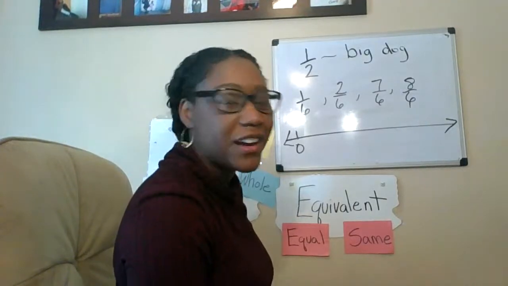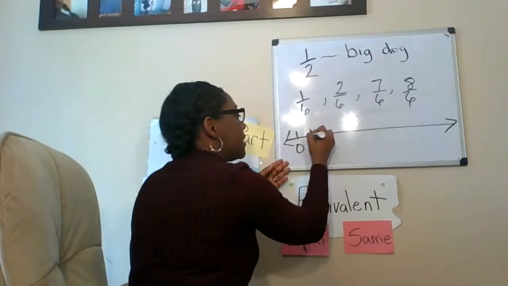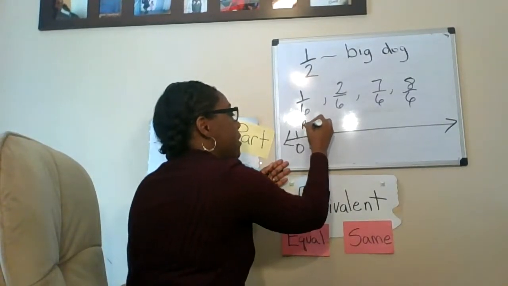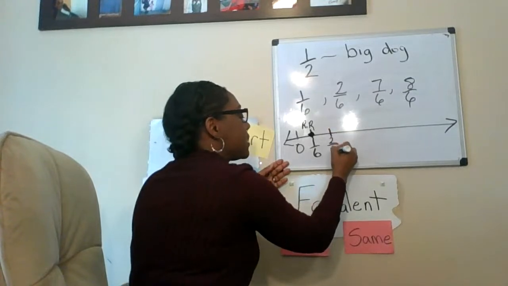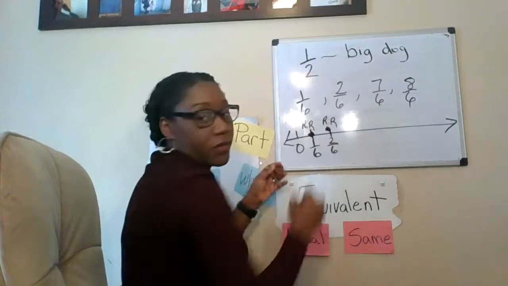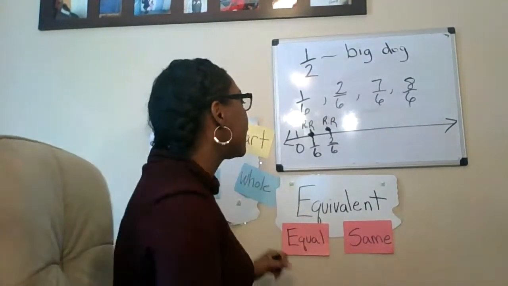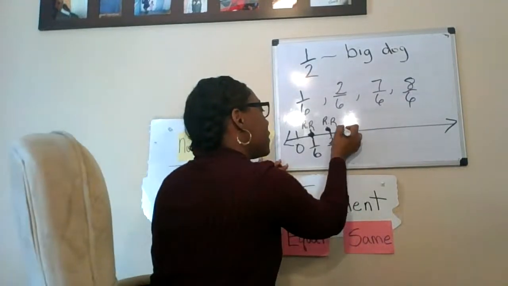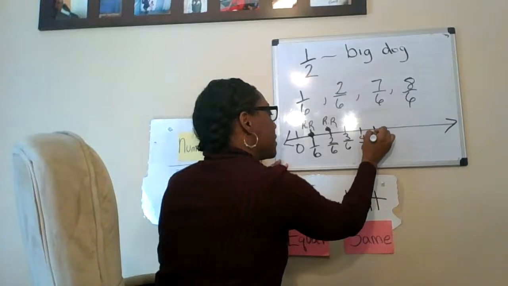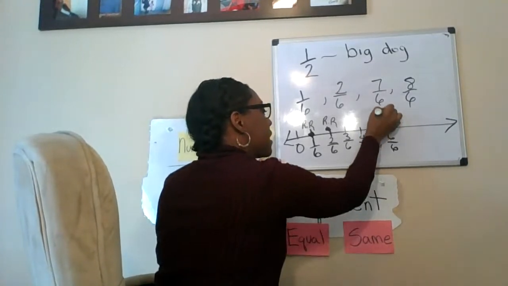All right. So I have my 0. 1/6 is where Ralphie stopped for the restroom. Gonna put RR. Then at 2/6 he stopped for the restroom. Yes, I think we did go past the mile. So I'm gonna go all the way to a mile. 3/6, 4/6, 5/6, 6/6. There's our 1 mile.